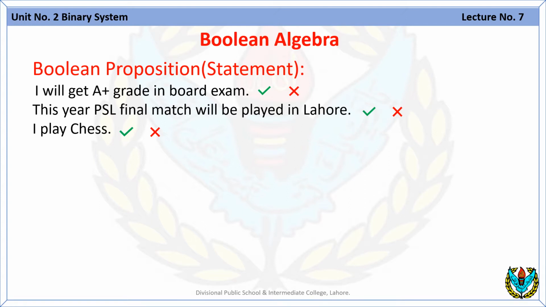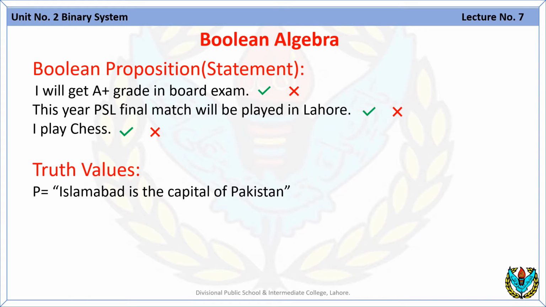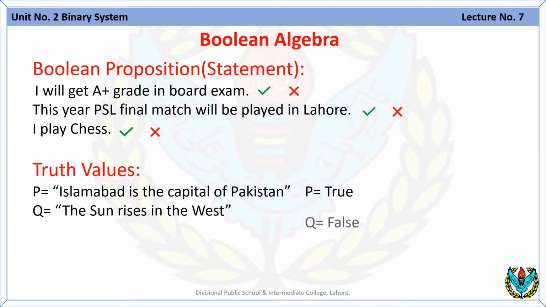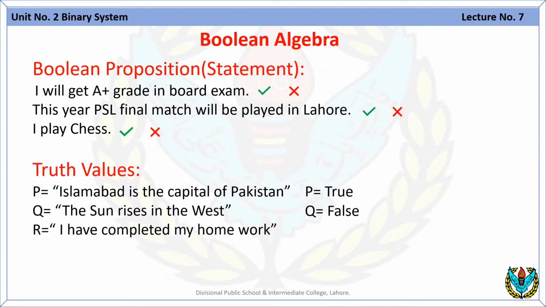Every proposition takes one of two values, true or false, and these values are called truth values. P is a proposition: Islamabad is the capital of Pakistan. So P is true. Q is a proposition: the sun rises in the west. Q has a false value. R is a proposition: I have completed my homework. The truth value depends on the person who is assigning it. If a person has completed his homework, then he can assign the truth value true, otherwise false.